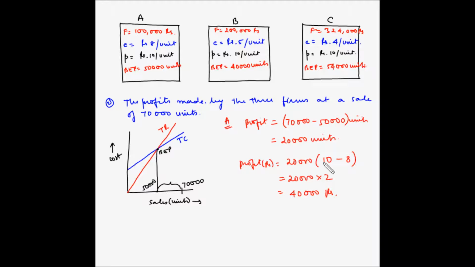So that is why we did 10 minus 8. 10 is the selling price per unit and 8 is the variable cost per unit. And this is applicable to the 20,000 units which is being produced after the break-even point. The units which are being produced before the break-even point are using this margin of 10 minus 8 to cover for the fixed cost. Now similarly for firm B, so profit is equal to 70,000 minus 40,000 units.